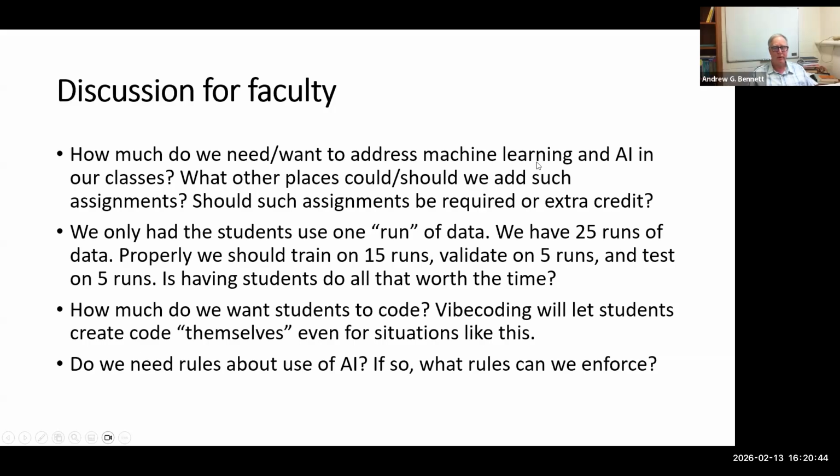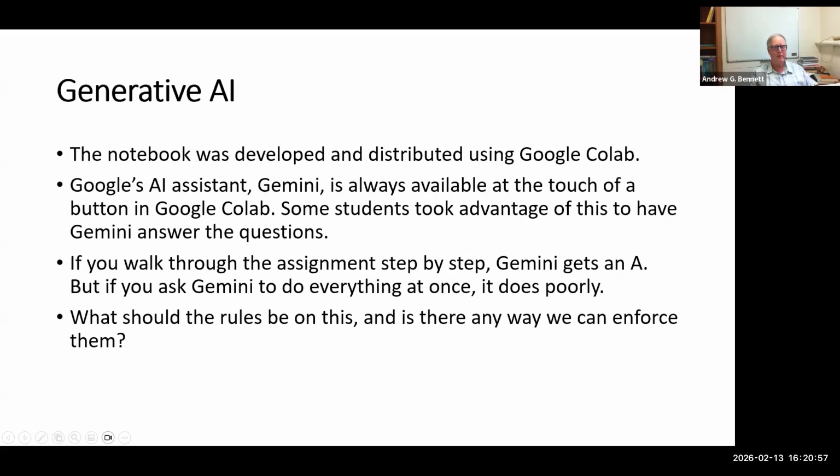But I have some questions for you. How much do we want the students to code? How much do we want to address machine learning and AI in our classes? And one thing, what should the rules be? Because it turns out we distributed our notebook with Google Colab. Google Colab is set up so Google's AI assistant Gemini is always available at the touch of a button. I can turn it off on mine, but when I put it in Colab and they go to it, it pops back up. I can't turn it off for other people using my notebook.